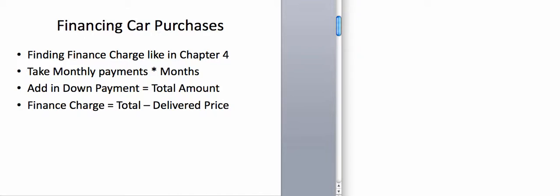This deals with buying cars, either by just purchasing them or leasing them. So the first thing we're going to talk about is financing car purchases. Basically we're looking at finding the finance charge like we did in chapter 4. We take the monthly payments times months, and then add in our down payment to get the total amount, and then the finance charge is equal to the total amount minus the delivered price.